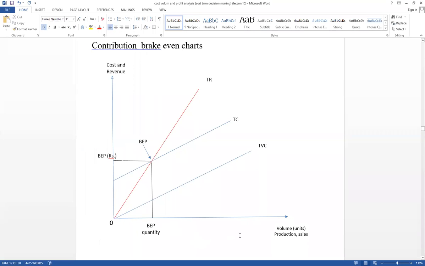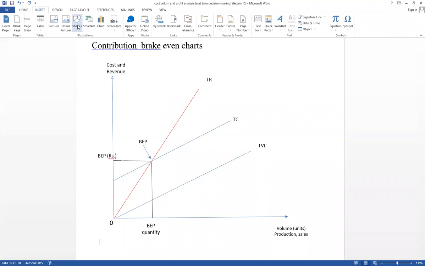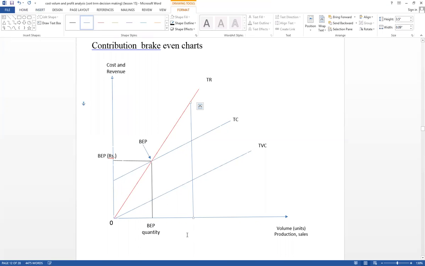And beyond the BEP, on this side, is the margin of safety. Beyond the BEP quantity, margin of safety quantity. Beyond the BEP value, margin of safety value. Think about expected sales quantity available here. Therefore, this is the expected sales quantity beyond the break-even point quantity. That is the margin of safety. Therefore, margin of safety, quantity as well as value, beyond the BEP.